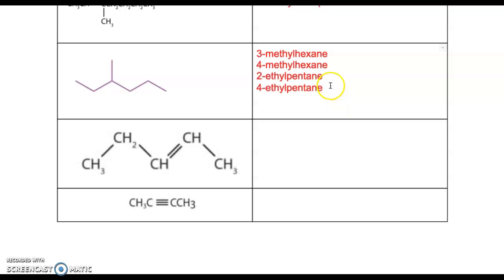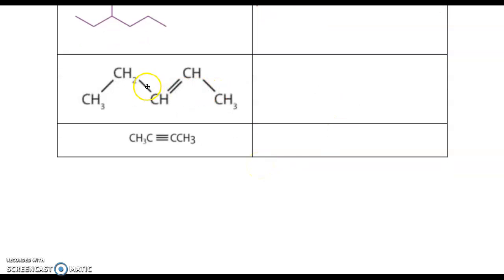And as you can see, the last 2 are incorrect because your chain is not as long as hexane. So we can delete these 2. These are definitely incorrect. If you compare 3 and 4, you know that 3 is 1 digit smaller than 4. So 3-methylhexane will be the more desirable name. So this is the correct name, 3-methylhexane. 2 more.